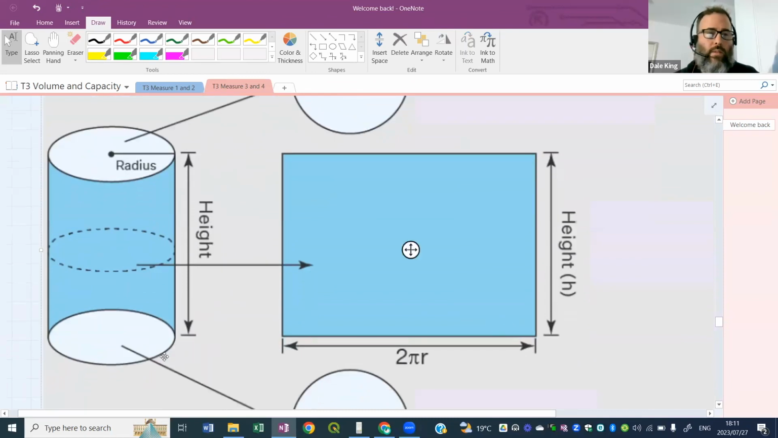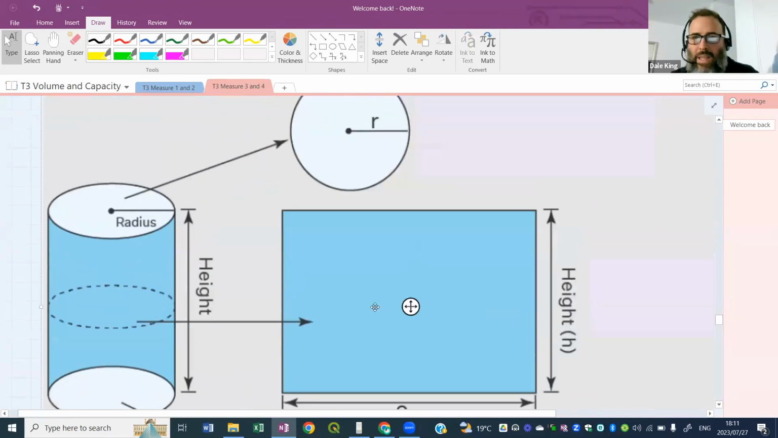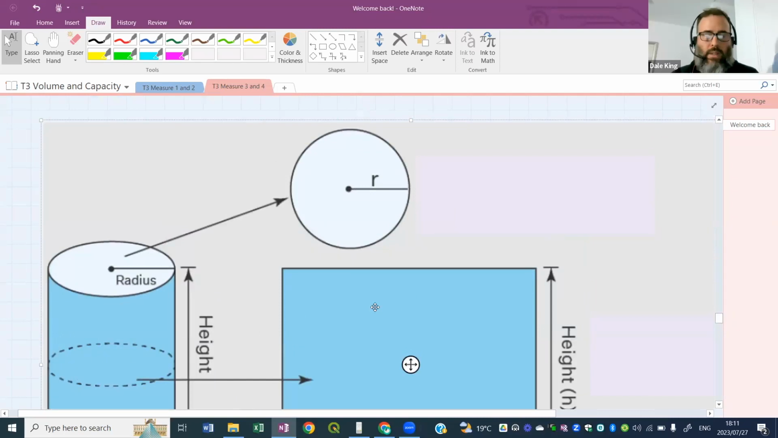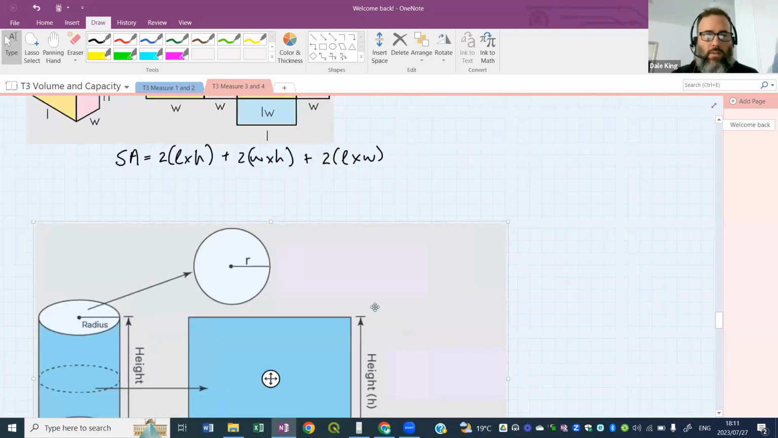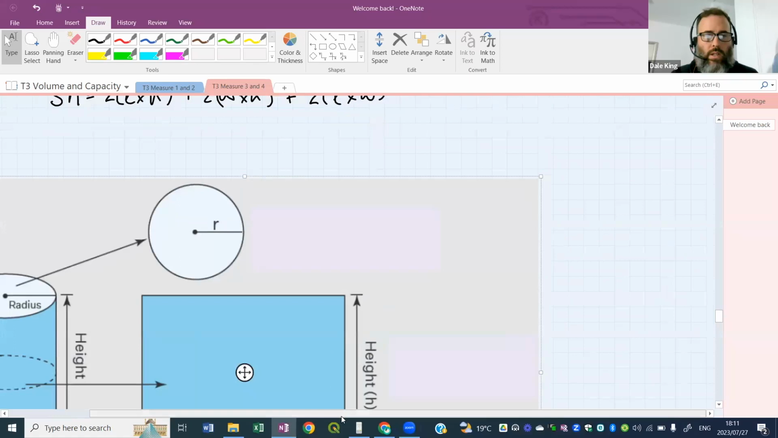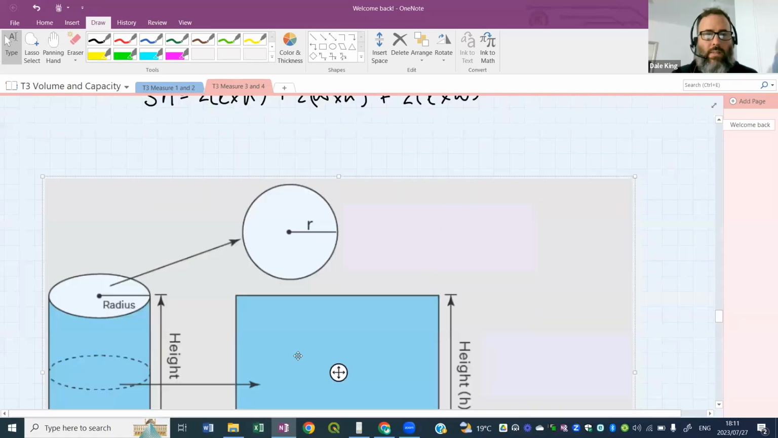All right, I need to make this a bit smaller. It's a little bit big. I can actually zoom out. All right, it's too much. All right, so there is the cylinder.